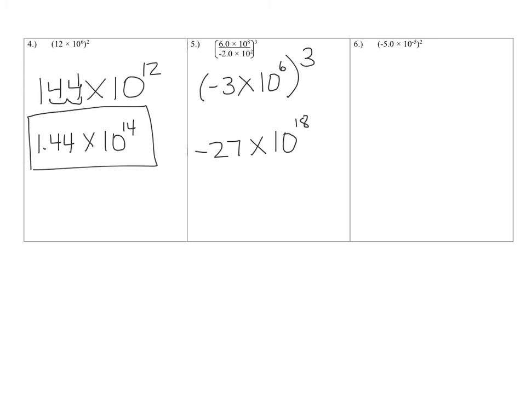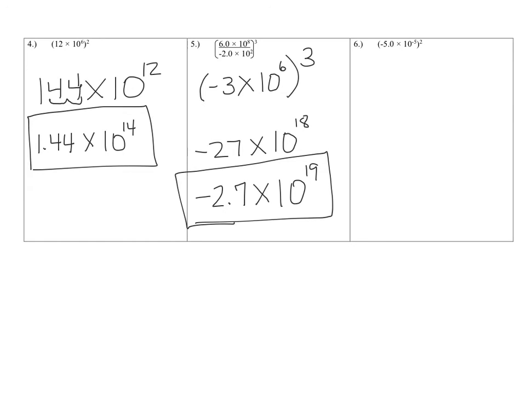Then adjust your exponent. Negative 27 becomes negative 2.7. The absolute value of negative 27 is 27. That's a big number. It has a positive exponent on it. So that would be like negative 2.7 times 10 to the positive first. So you're adding 1 to 18 to get 10 to the 19th. All right?